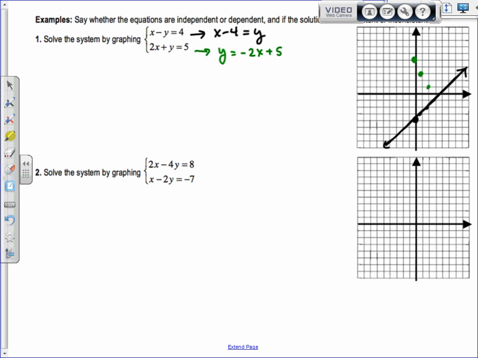All right, so draw it in. Where'd you guys get it intersecting? Oh, I totally missed it. I think I got like 3, -1. Did you guys get that? 3, -1.